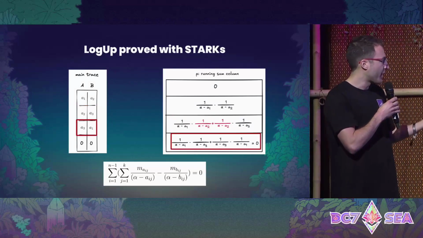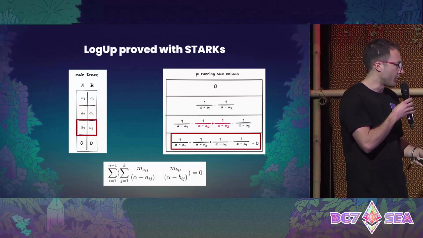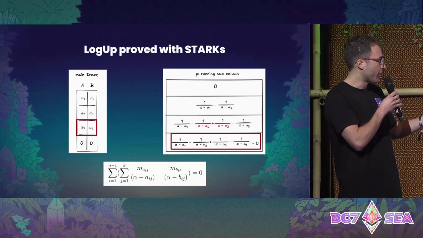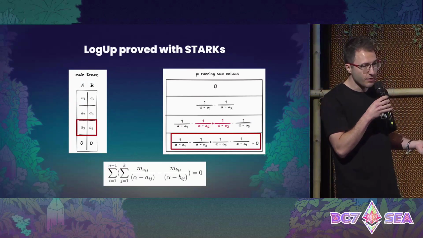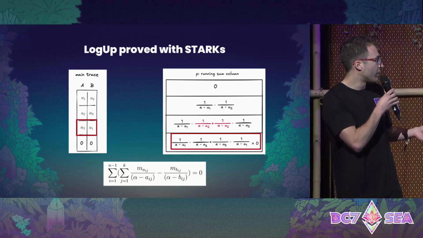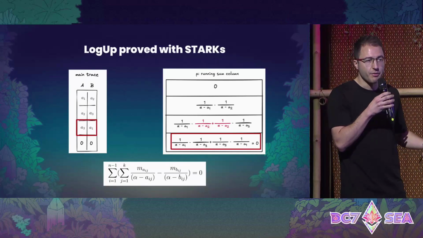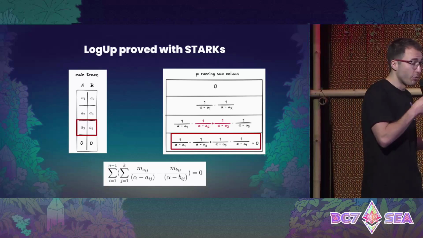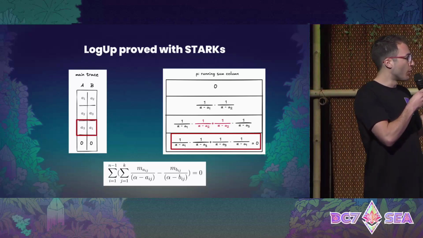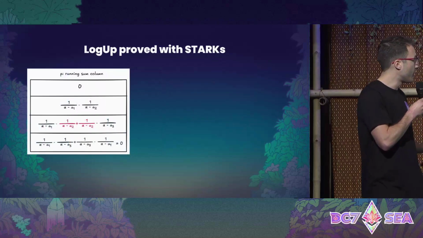Same thing over again: we initialize with the previous contents, add in the new elements, and since this is the last row, all the terms cancel out and it's equal to 0. So the boundary constraints on this column are that it must start at 0 and end at 0 if your multisets are actually equal. But we also have to check that each row is built correctly, and that's what we do in a transition constraint. So we're going to zoom in on that.